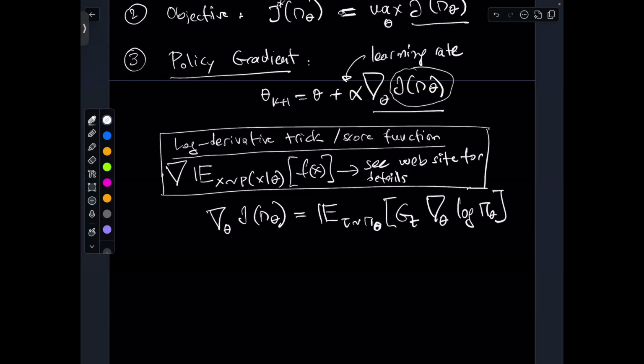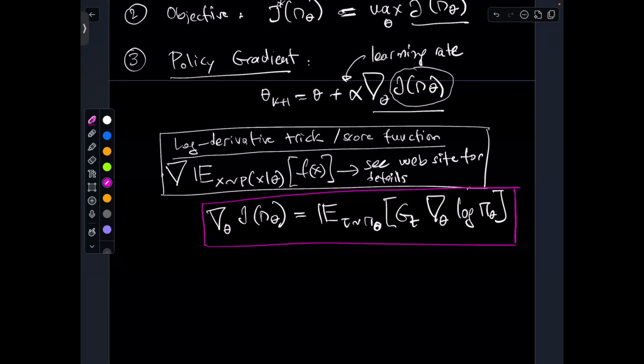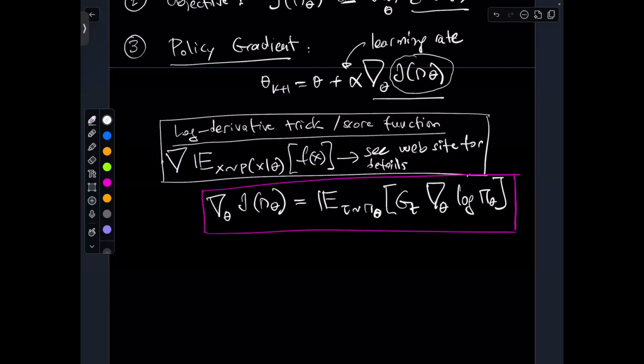Okay, so this is basically the log derivative trick, and that allows us to estimate the gradient that we need in order to adapt these parameters. And the quantity that is there before this gradient is obviously the return G_t that we knew from the very beginning of this discussion in the MDP discussion.